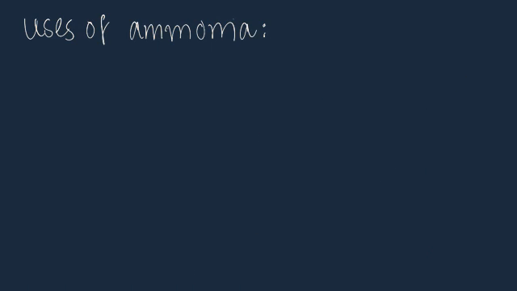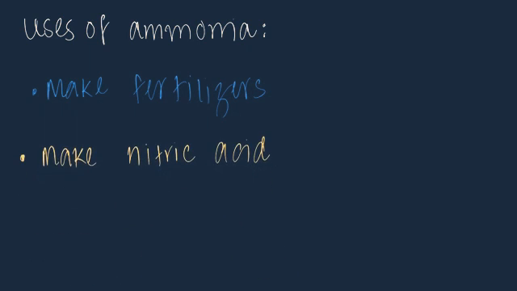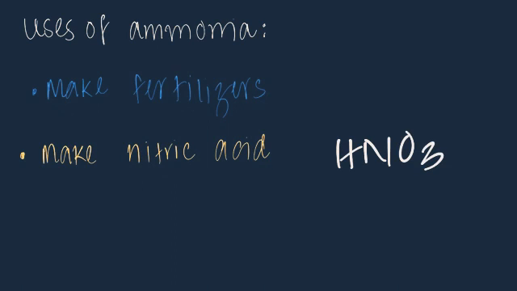Ammonia is a very useful compound. It helps us make ammonium sulfate, ammonium nitrate, phosphate, even urea. These are all fertilizers, very helpful. So one great use of ammonia is fertilizers. Another use of ammonia is to make nitric acid, which helps us. So it has a lot of industrial properties. Nitric acid is HNO3. Uses of nitric acid include making explosives, polymers, drugs, TNT.